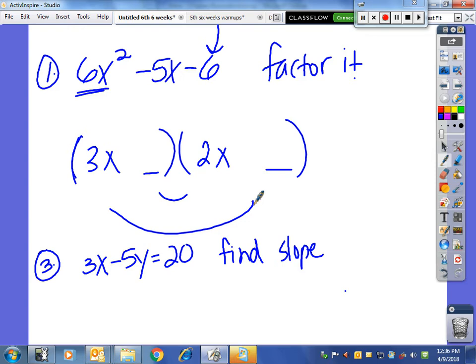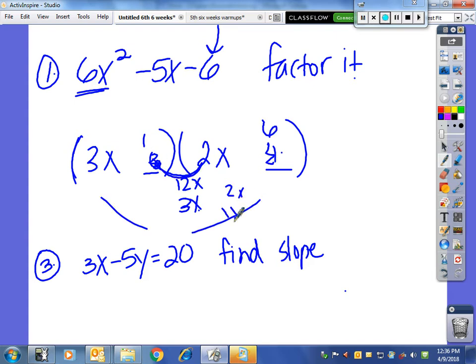Okay, so the 6 on the end could be 3 and 2 or 6 and 1. I started guessing with 6 and 1. I put the 6 here and the 1 here. That gave me 12x and 3x on the insides and outsides. Can that ever make a negative 5 when you add them up? Then I put the 1 here and the 6 here. That gave me a 2x and an 18x. That certainly can't add up to 5. So that told me, hey, you might need to adjust your guess.